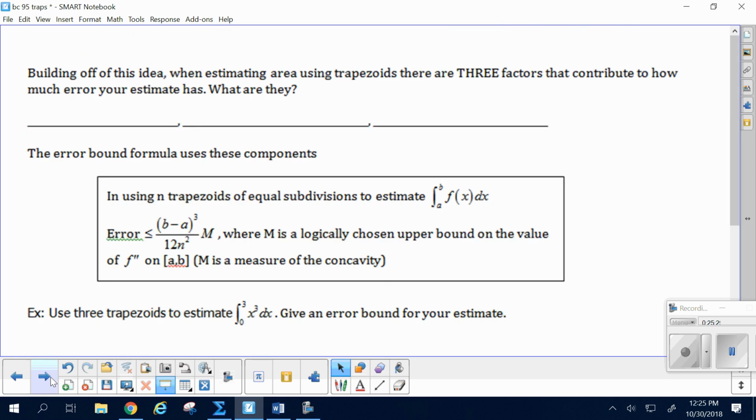This is my favorite part. This is cool, so check this out. If you think about how much error could result out of using trapezoids, there are 3 factors that could combine to give you more or less error. Think about that for a minute and talk through it with your math amigos.